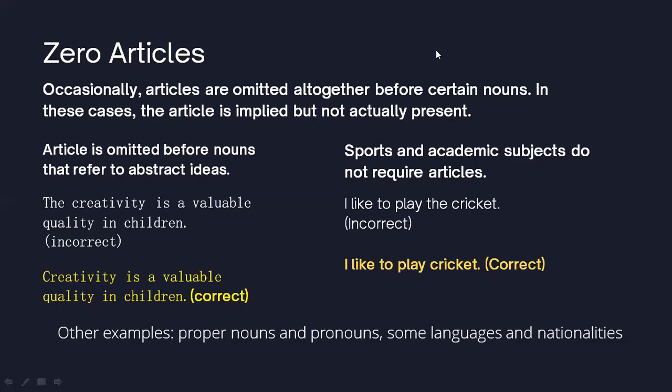Occasionally, articles are omitted altogether before certain nouns. Omitted meaning not used or not taken into consideration, okay? In these cases, the article is implied but not actually present. Now, let's look at these examples, right? Looking at the first example here, the article is omitted before nouns that refer to abstract ideas. So, when we are writing sentences based on abstract ideas, we sometimes do not use articles. Now look at this sentence example. The creativity is a valuable quality in children. Now, where is the abstract idea in this sentence?